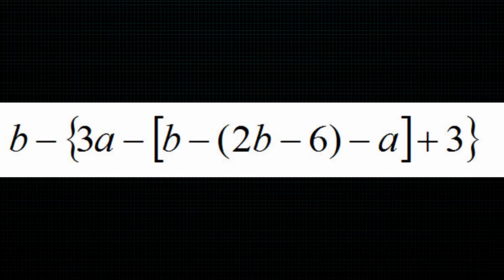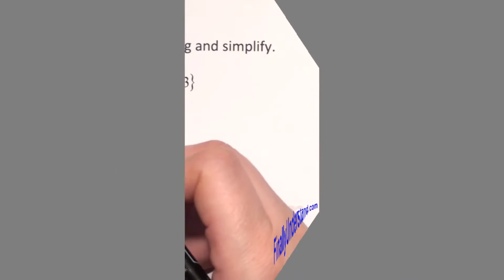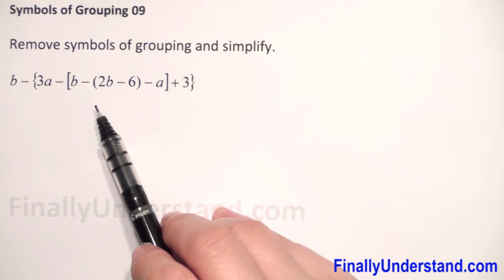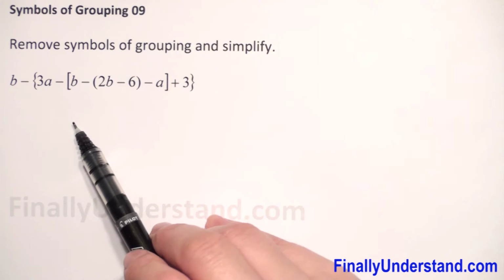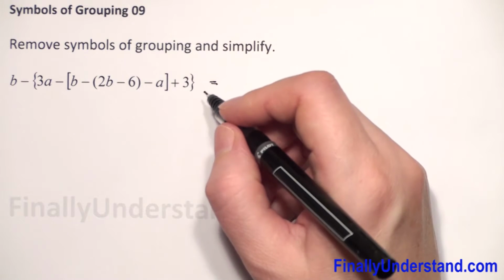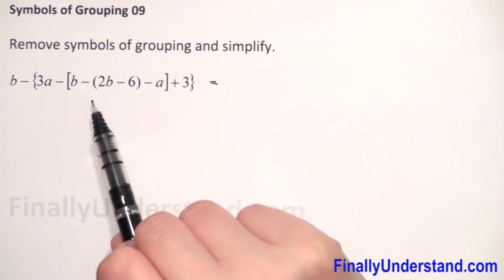In this example, we have parentheses, we have brackets, and we have braces. So first we always have to do operations in parentheses. Next, brackets, and at the end, braces. So this is equal. We have to go inside the parentheses.